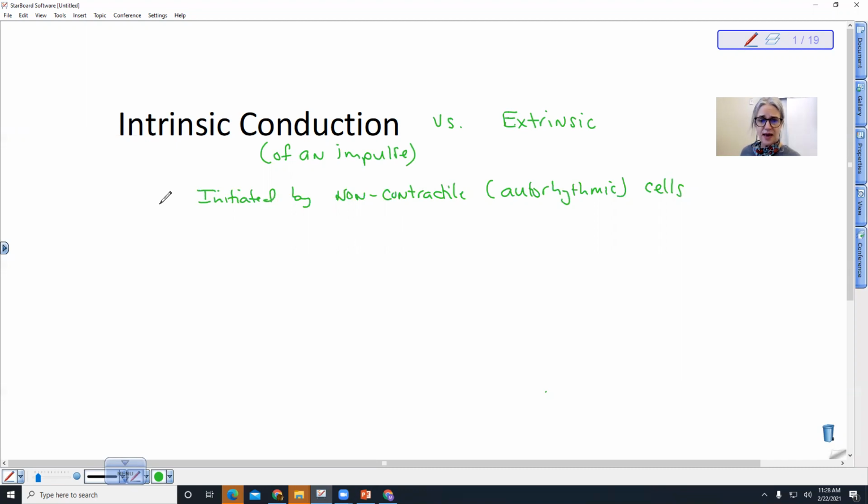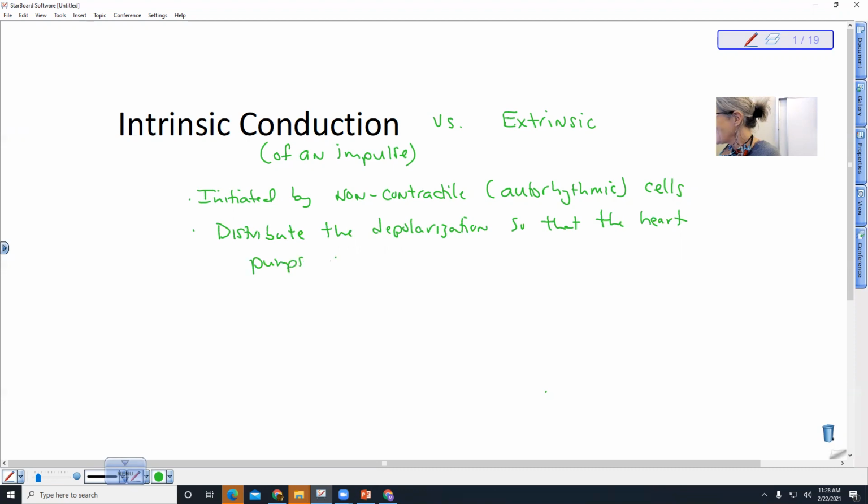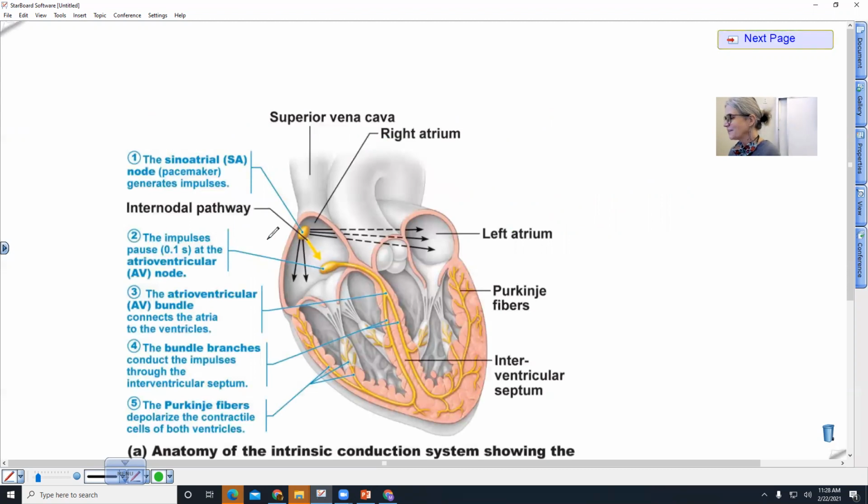And so they send a signal and they distribute that depolarization. So they distribute the depolarization so that the heart pumps efficiently. Okay, so let's look at this series of intrinsic conduction system.